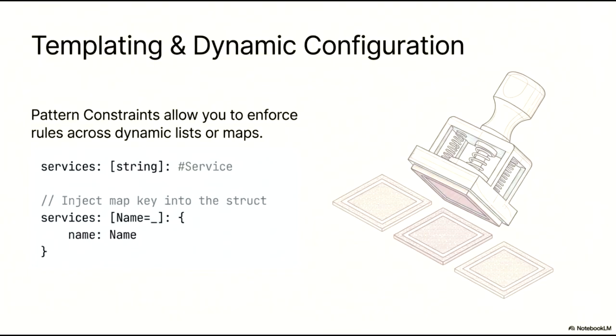By capturing the map key using the bracketed name =_ syntax, we can automatically assign that key to a name field within the nested struct. This approach eliminates the need for manual repetition and ensures that resource identifiers are always synchronized with their internal configurations. Much like a physical stamp, these constraints allow us to apply uniform logic across all elements in a collection, regardless of how many entries it contains.